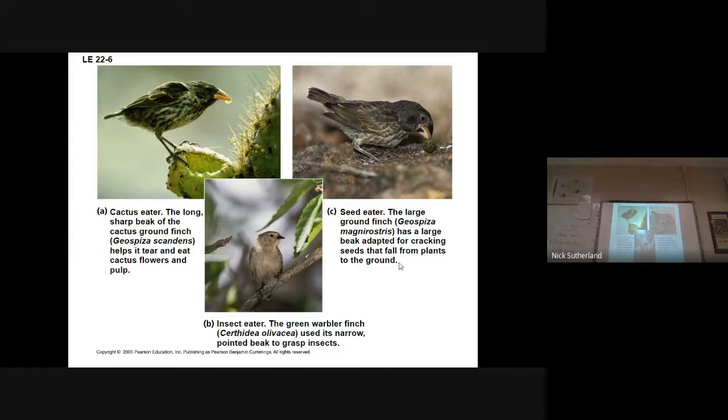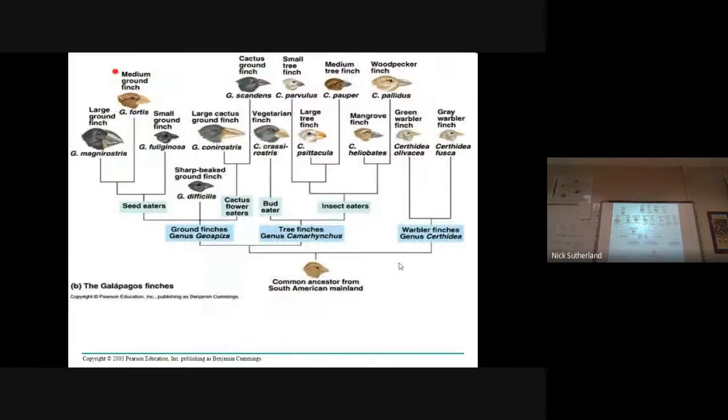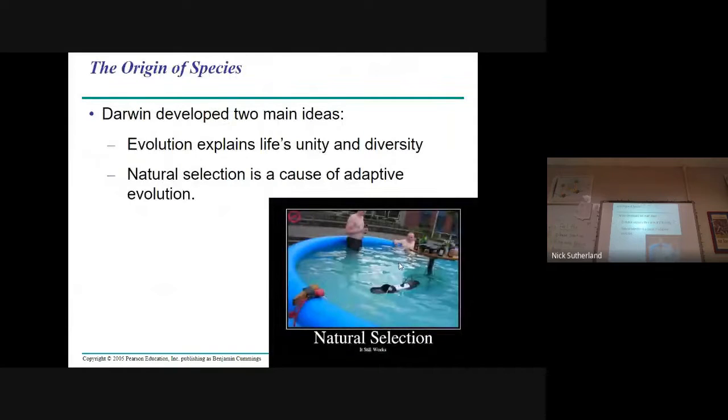So we look at the beak shape of these animals, and we notice that the beak shape changes wildly throughout different parts of the island. And so this led Darwin to observe certain things, okay? Darwin developed two big ideas: that evolution explains life's unity and diversity.